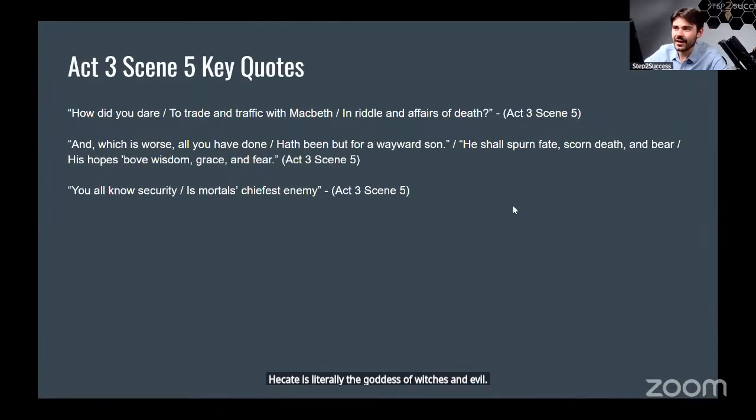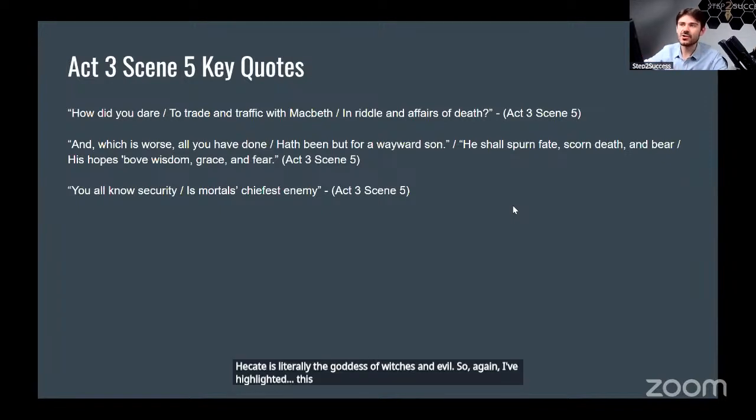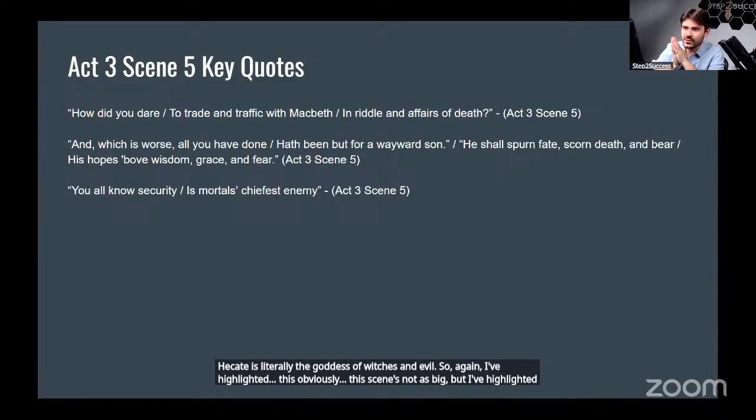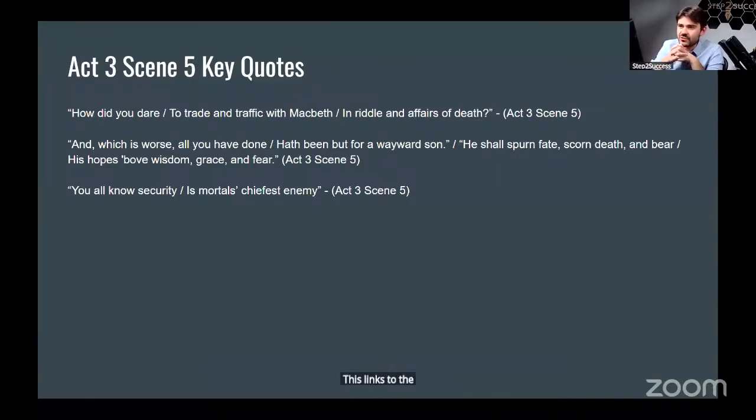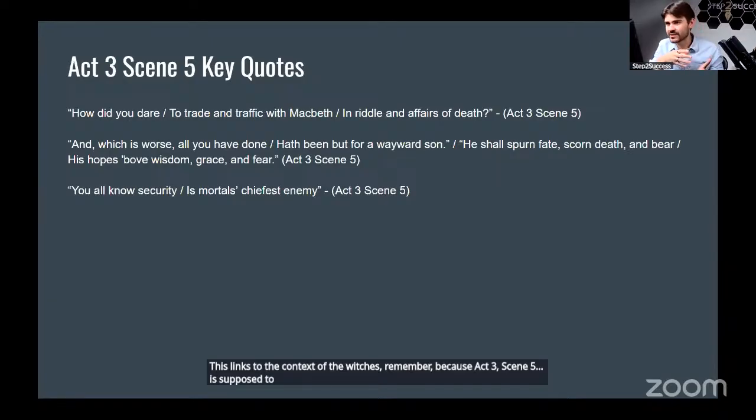So again, I've highlighted this. Obviously, this scene's not as big, but I've highlighted some key quotes that you could talk about, and we'll go through one together. This links to the context of the witches, remember, because Act 3, Scene 5 is believed not to have been written by Shakespeare. It's believed to have been written externally years later.